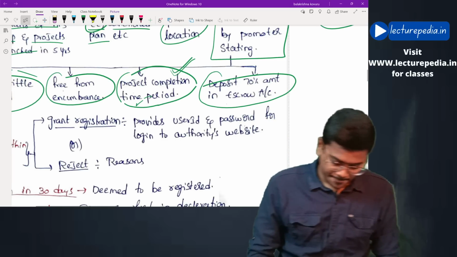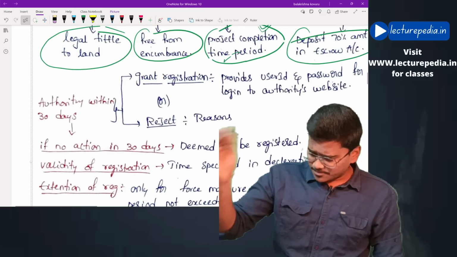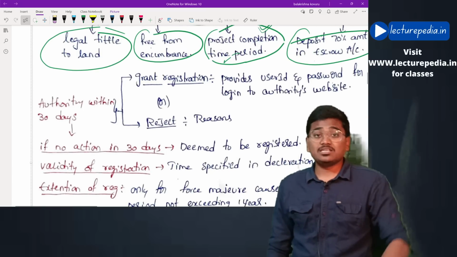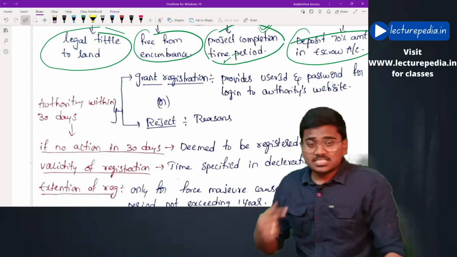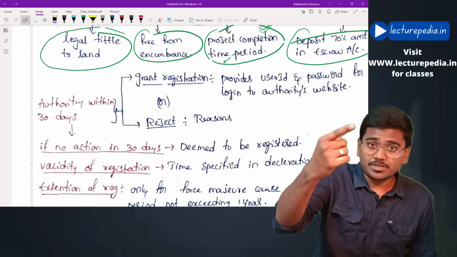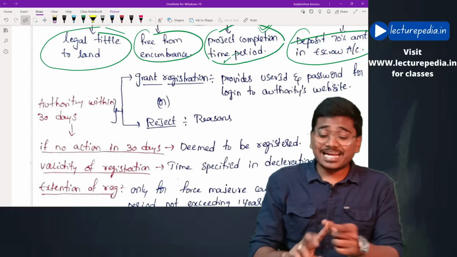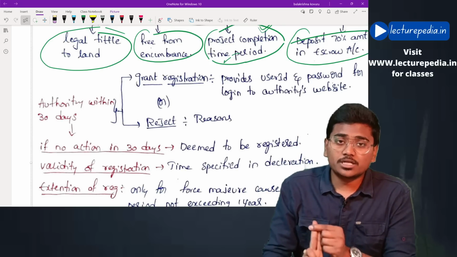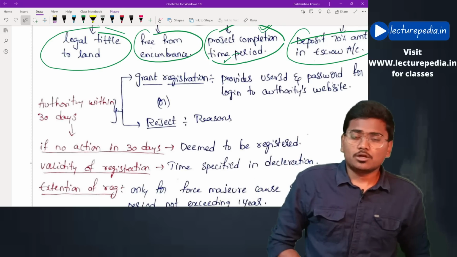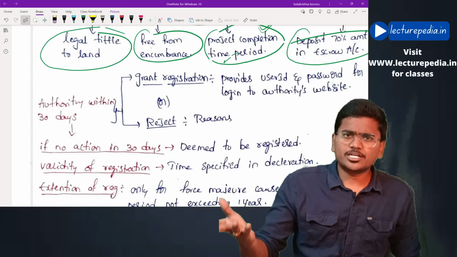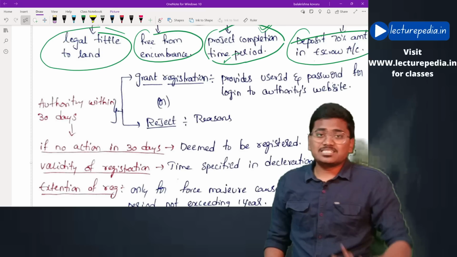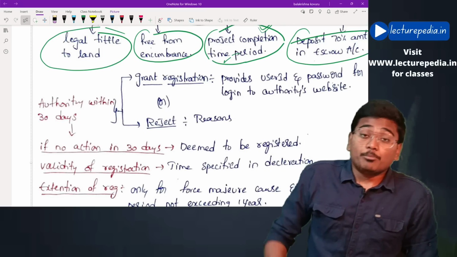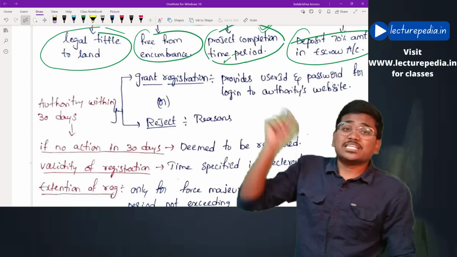Hope this is clear. Next, once such an application is made to the RERA authority, the authority within 30 days will either accept or reject the application. If it accepts the application, it will give a login ID and password to the promoter. Login ID and password related to what? Related to the website of the authority. Once the registration is granted, the promoter will get access to the website of the authority.